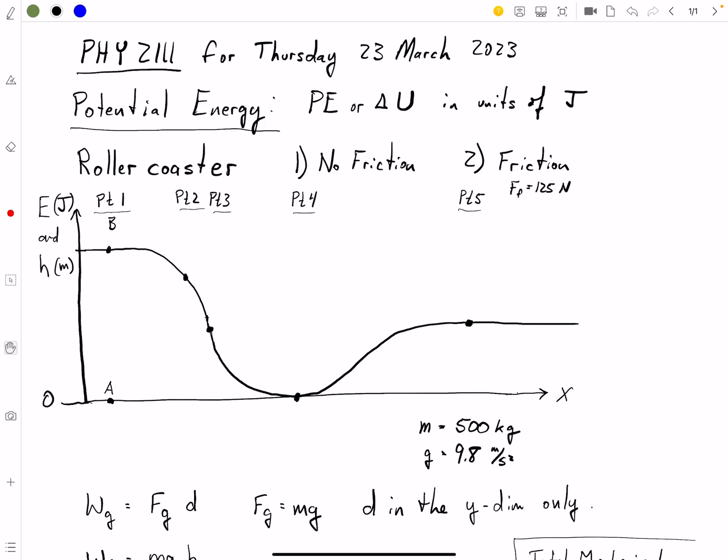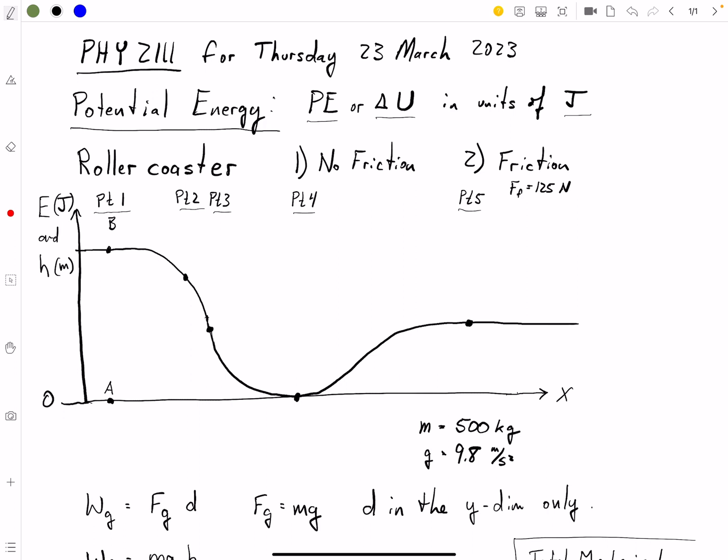We're going to talk about potential energy today. The symbol that we use for potential energy is either PE or delta U, and we'll talk about that in a little bit. Of course, it's energy, so the units are in joules.